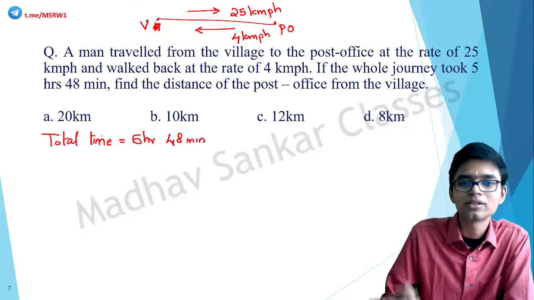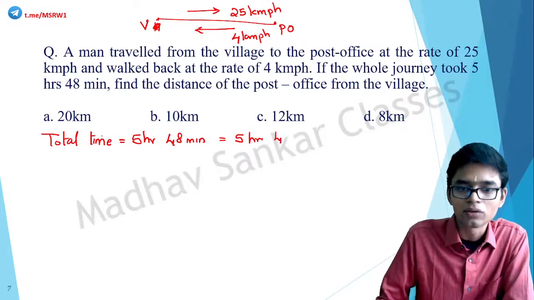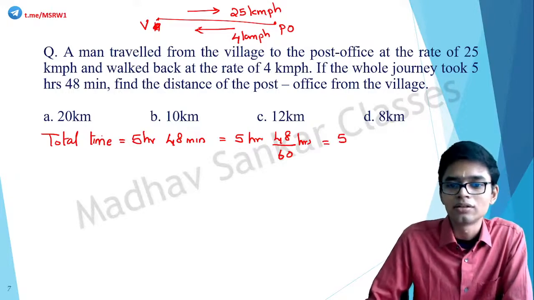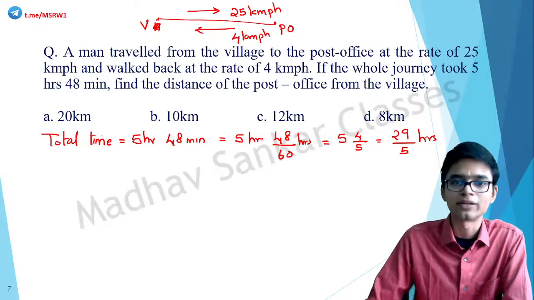So we have to convert this into terms of hours. Okay, so this is equal to 5 hours and 48 by 60 hours. This is equal to 5 and 4 by 5. 5 and 4 by 5 is equal to 5 into 5, 25, 29 by 5 hours. This is the total time taken to and fro together.